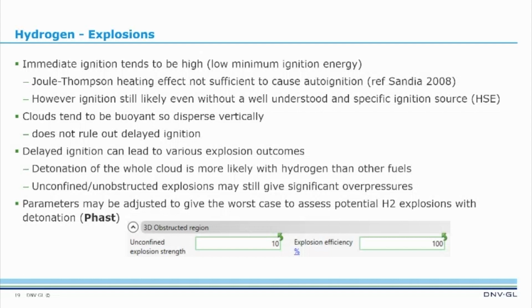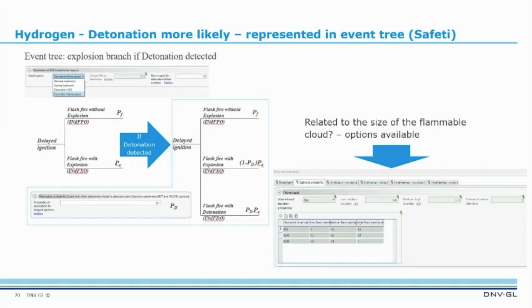And you can do that in Phast using the unconfined explosion strength. When it comes to risk, we also have options to represent detonation. There is a branch in the event tree that can be activated to include a detonation outcome in the risk.